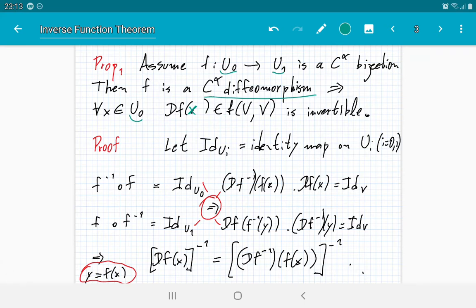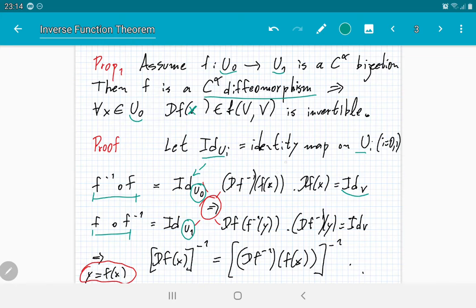It's simply the chain rule. Remember, we are assuming that f is differentiable, and also that f minus 1 is differentiable. After all, we have a C alpha diffeomorphism here. So when I compose f with f minus 1, I get the identity map in the domain of f. If I do the opposite composition, I get this. So I can apply the chain rule. This is just a restriction of a linear mapping from the whole of V to U0, so its derivative is the linear mapping itself, which in this case is the identity map.